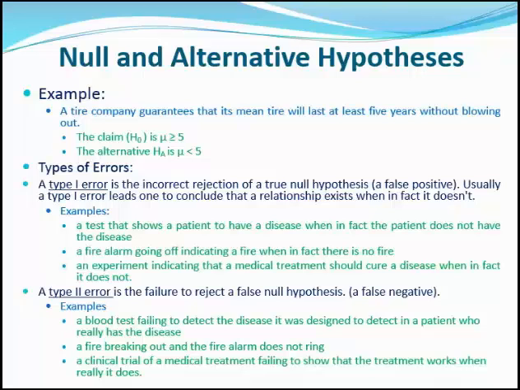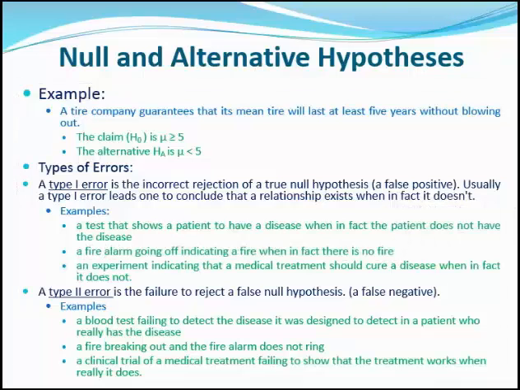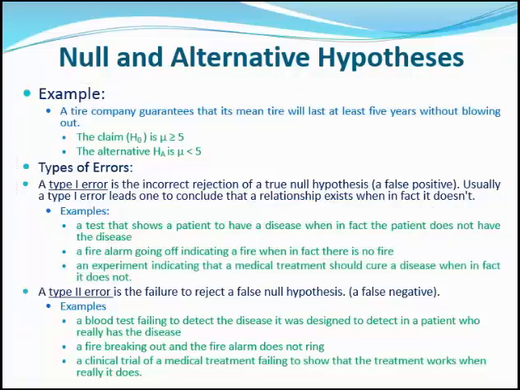If you get the alternative hypothesis that the patient has a particular disease, well, that, of course, would be the HA. So if the test shows my patient to have a disease when, in fact, the patient does not have a disease, that's an example of a false positive. A fire alarm going off when it indicates a fire, when in fact there is no fire. An experiment indicating a medical treatment should cure a disease, when in fact it does not.